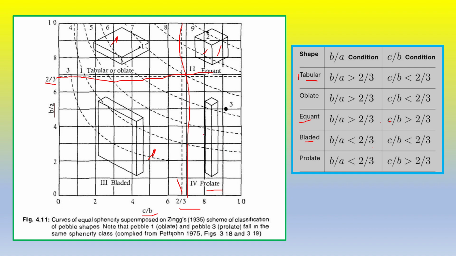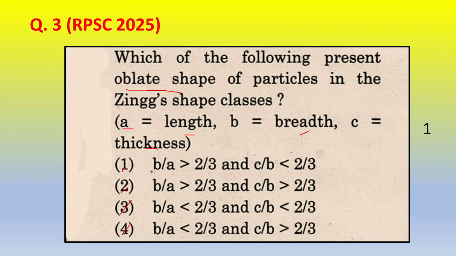Now you come to the question and tell me what is the correct answer. So obviously b by a less than 2 by 3 in the case of oblate shape and c by b greater than 2 by 3. This is the correct answer.